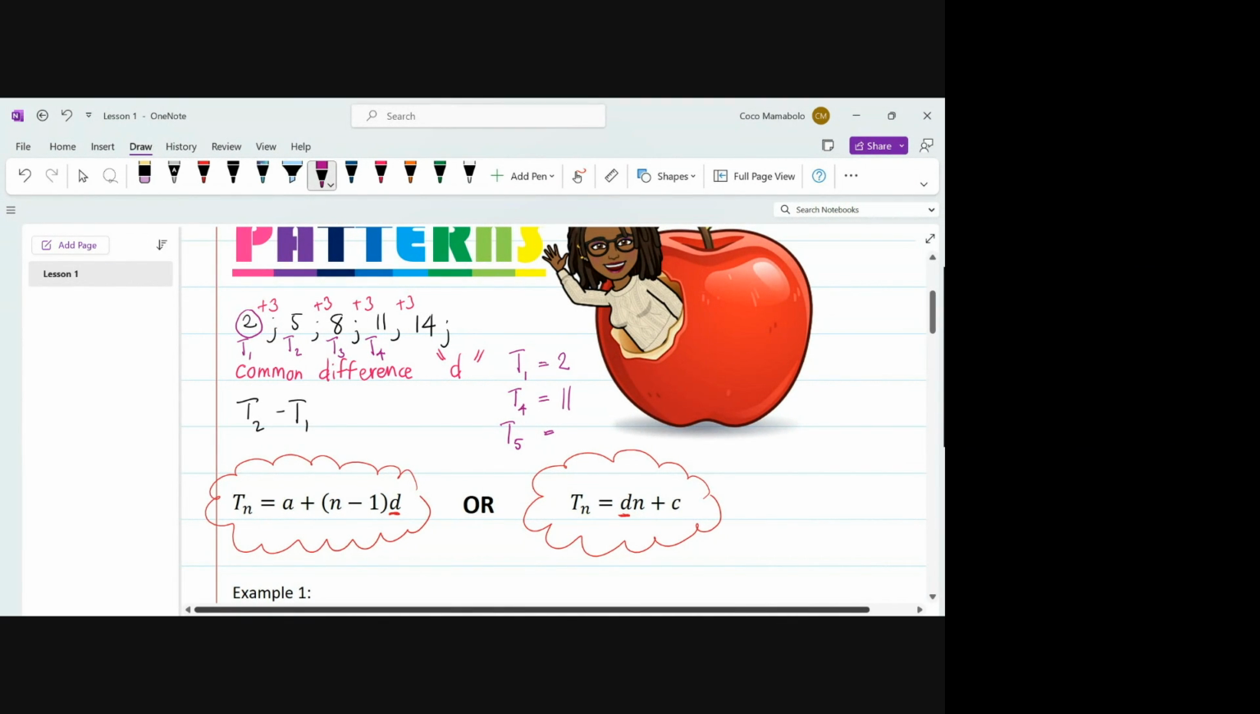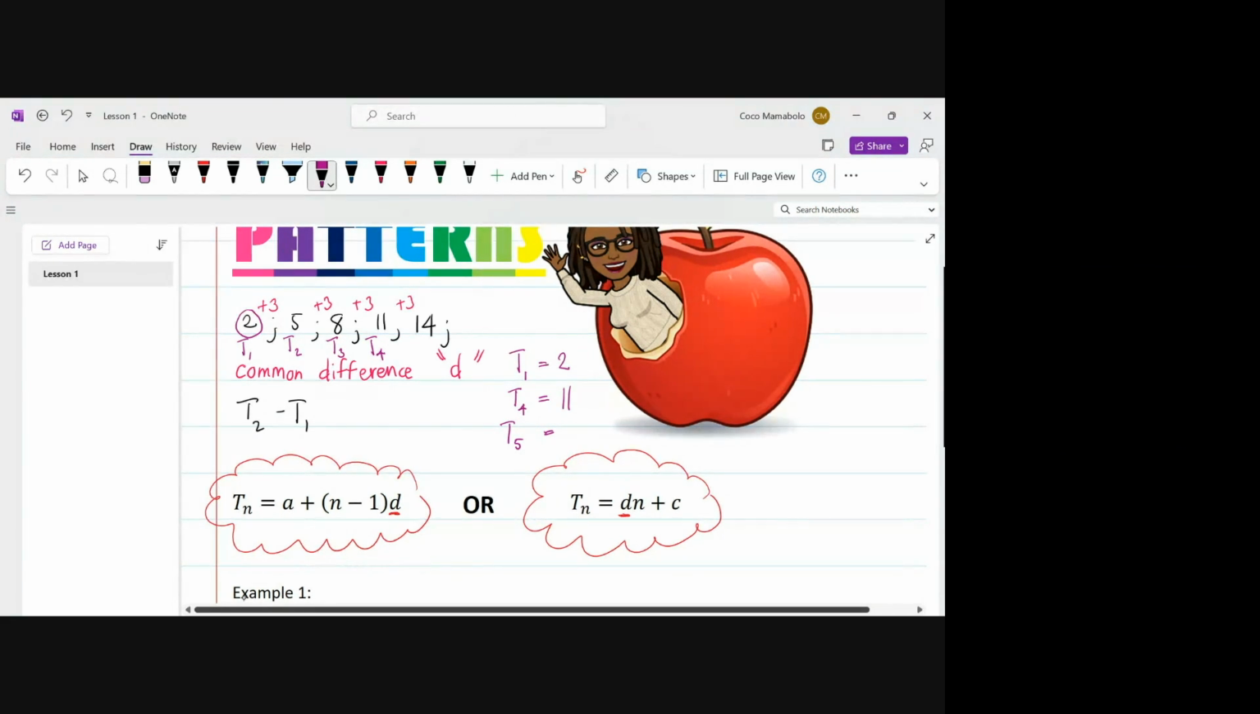So I just want to check everybody understands what T1 is. Do we understand what T1, T2, T3 means? Thumbs up. Is everybody okay with me? We're looking at the number in that position. So T1 means position 1. Position 1 equals 2.